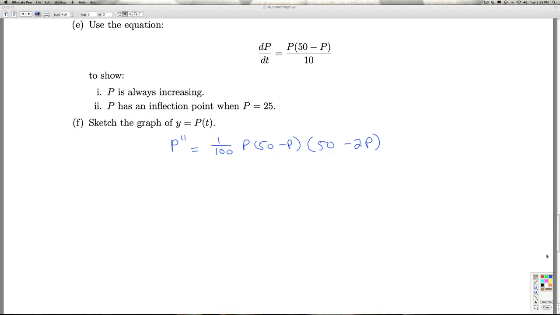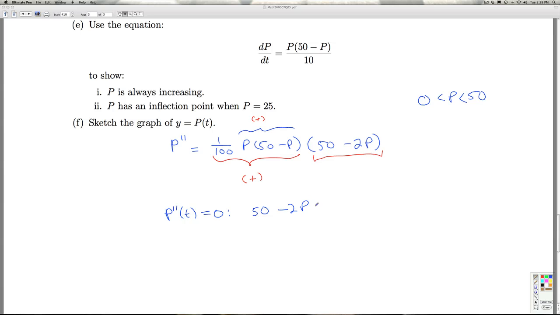All right, so we know from our earlier analysis that p is always between 0 and 50. And so as we've argued before, this quantity then is always positive. And so when I divide it by 100, this is also always positive. So the only thing that's going to affect the sign of p double prime is this guy right here. So if I do the usual analysis, p double prime of t equal to 0, the only thing that matters is this quantity, 50 minus 2p equals 0, and that gives me p is 25.